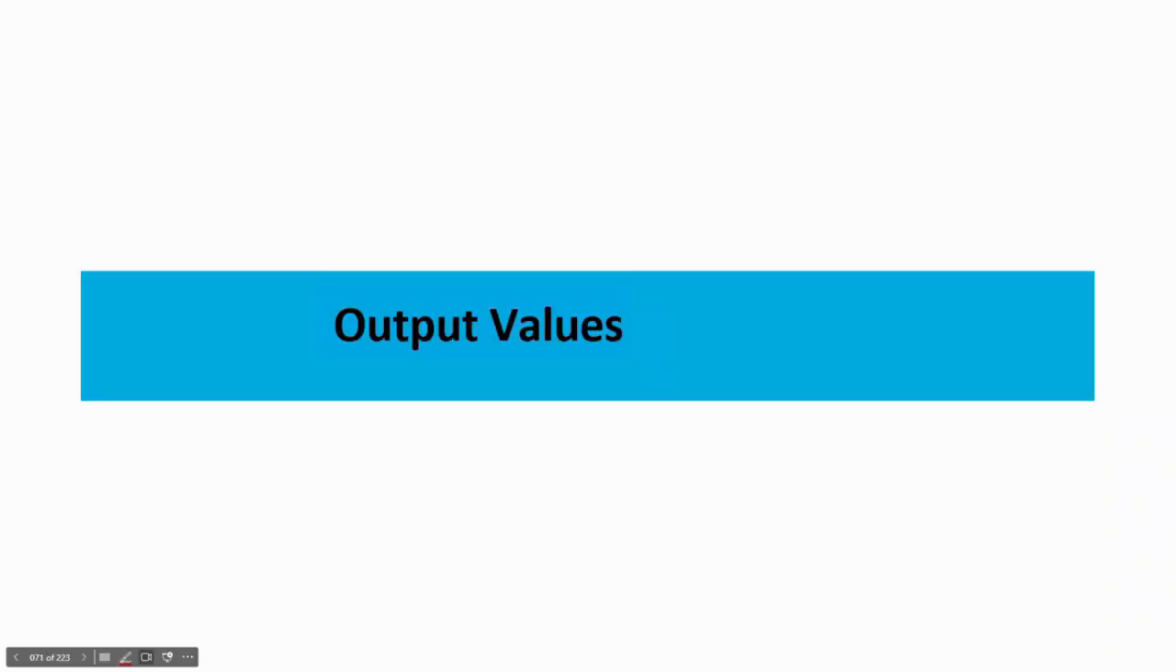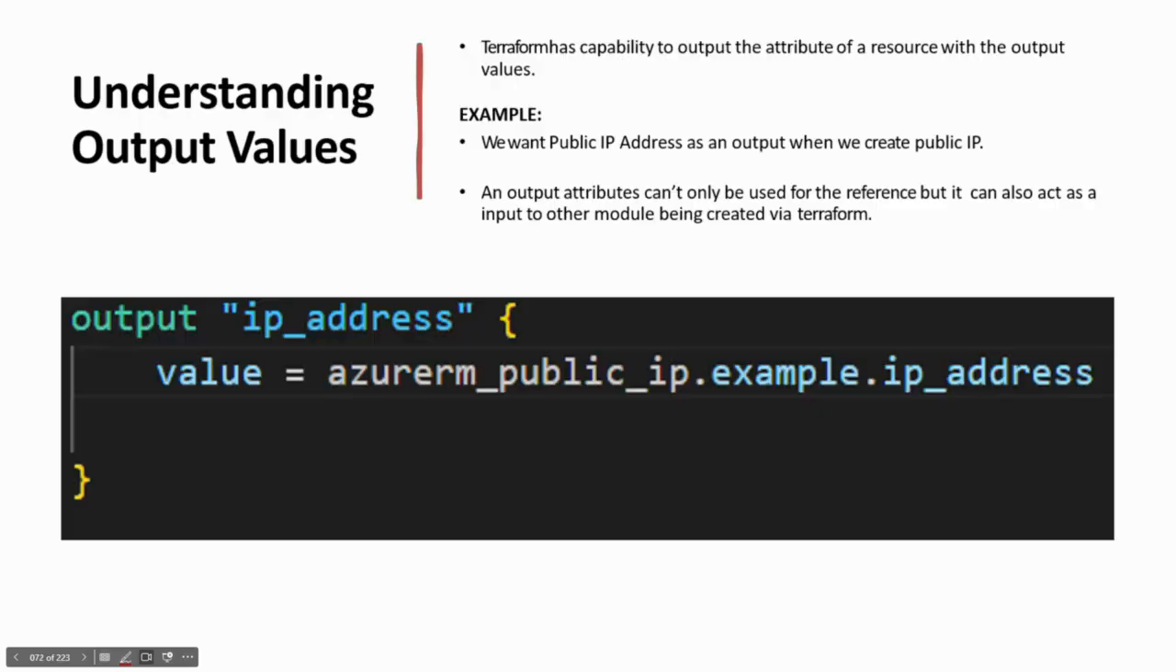Everyone, in this video we are going to do a quick demo on output values. Understanding output values: Terraform has the capability to output the attributes of a resource with output values. Let's take an example. We want a public IP address as an output when we create a public IP. So what is the exact meaning of it?